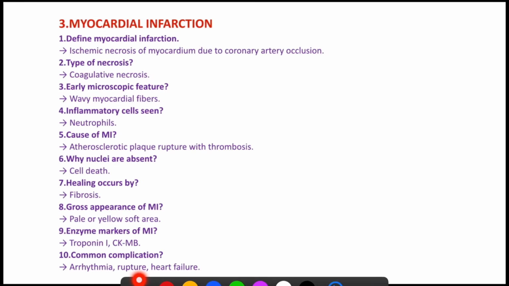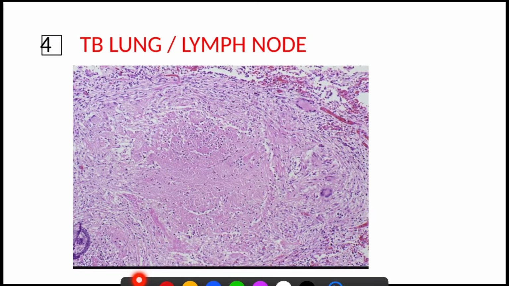Now, see, these are some important questions. So this is ischemic necrosis, coagulative type, and neutrophils are hallmark for the acute MI, and this is due to atherosclerosis and sometimes thrombosis. This is type of necrosis, so cell death is there, and TROP-I, CKMB are important enzyme markers for MI. Now, fourth slide is tuberculosis, either lung or lymph node.